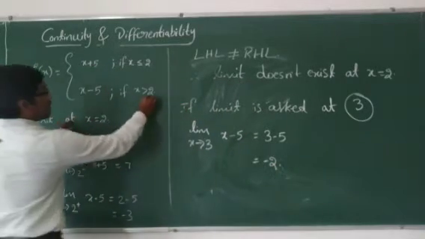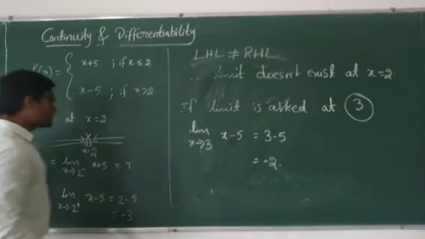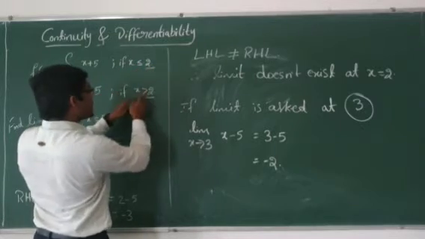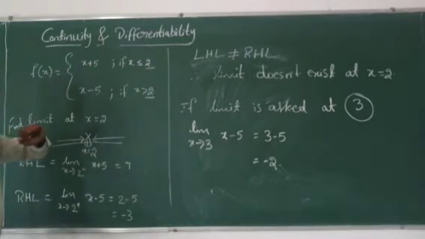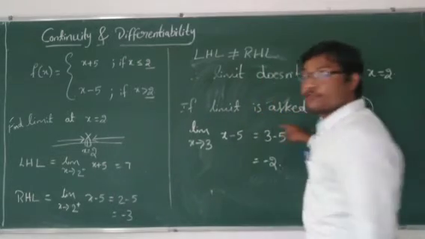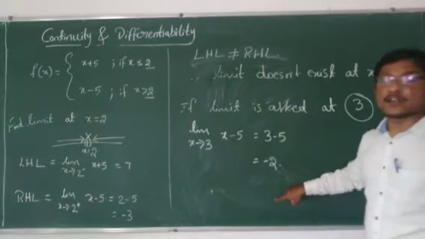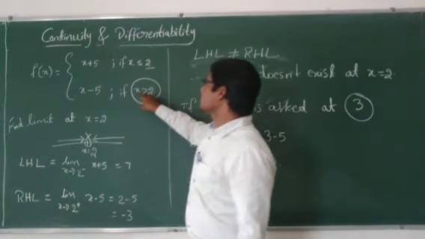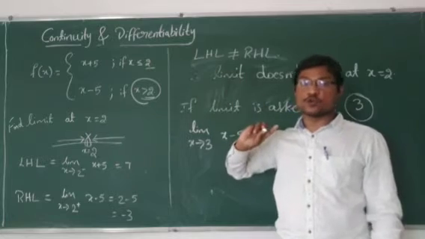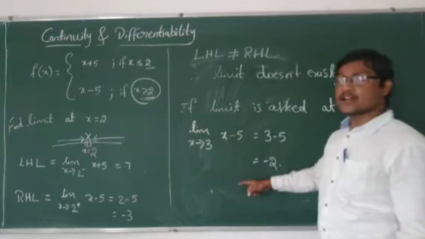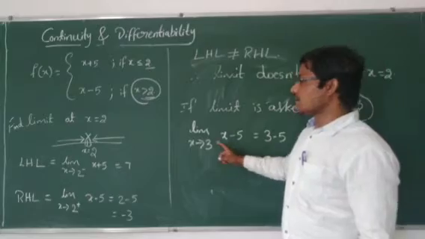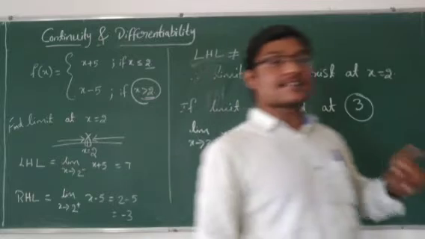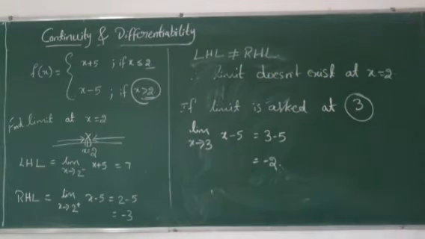Okay? Here we are considering left hand and right hand limit. Why? Because at x equal to 2 you have less than and greater than. You have two different functions. At x equal to 3, we do not consider left hand and right hand limit. Why? Because x equal to 3 clearly is from x greater than 2, right? So we do not consider left hand and right hand limit here. We will consider left hand and right hand limit only when you have greater than and less than at that particular value.